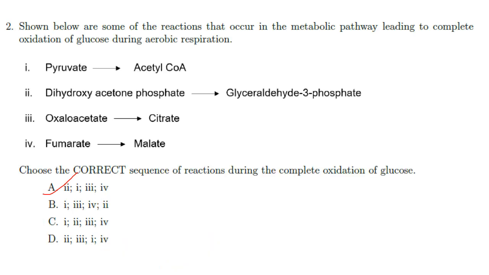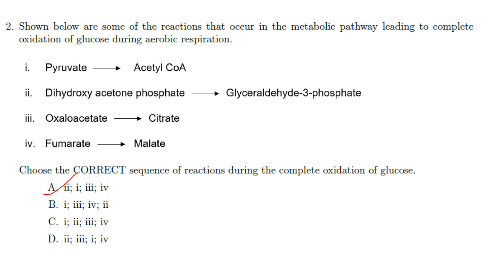Then next one. Shown below are some of the reactions that occur in the metabolic pathway leading to complete oxidation of glucose during aerobic respiration. That is your glycolysis, as well as Krebs cycle. Only complete oxidation of glucose is taking place during aerobic respiration. So you have to choose the correct sequence of reactions during the complete oxidation of glucose.